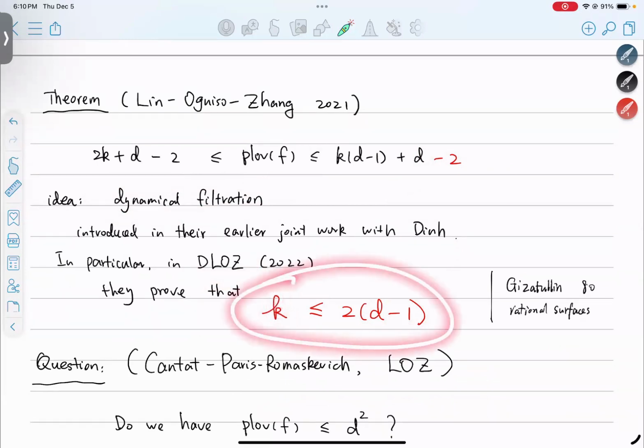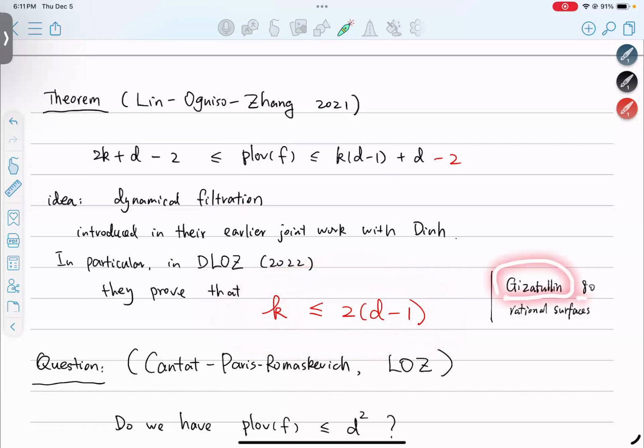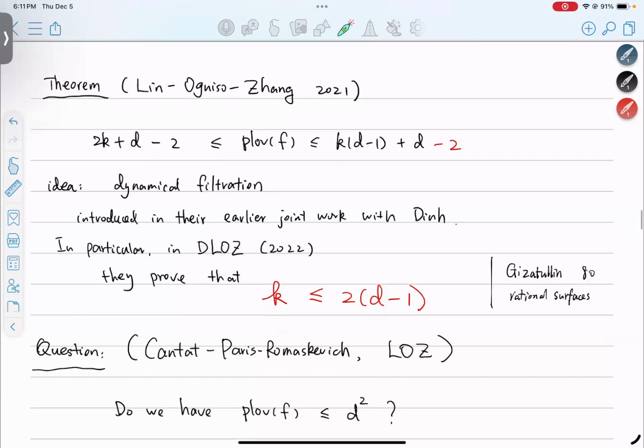For this result, I checked the literature today. I found that in 1980, another Russian mathematician, Gizatullin, first showed that for rational surfaces, k is at most 2. Then later in the 90s, this was generalized by Serge Cantat to arbitrary surfaces. So Cantat shows that for surfaces, k is at most 2. Now in their paper, they show that k is at most 2 times d minus 1.